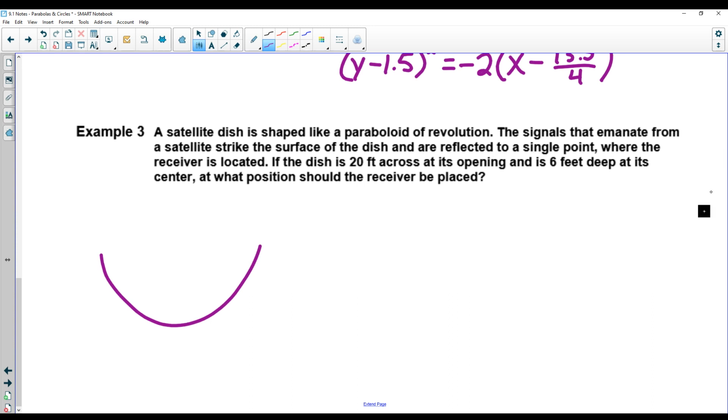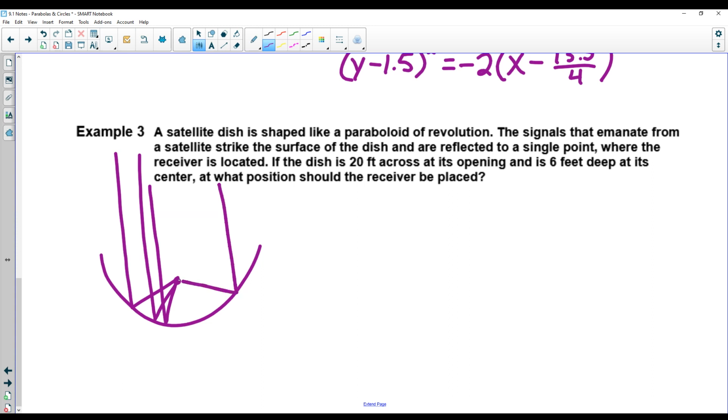And the signal that's emanating from the satellite will strike the surface of the dish, and it's reflected to a single point. So here's what happens in a satellite dish. Somewhere inside of the satellite dish, you have a receiver. Signals come in, they bounce off of the satellite dish, and then they go to the receiver. So everything gets channeled right up to that receiver. That's how satellite dishes work.